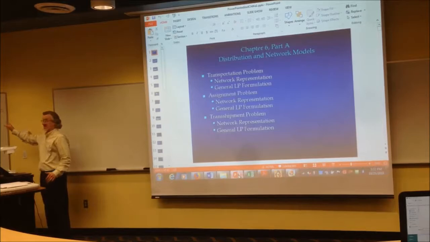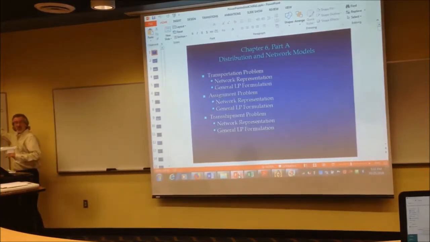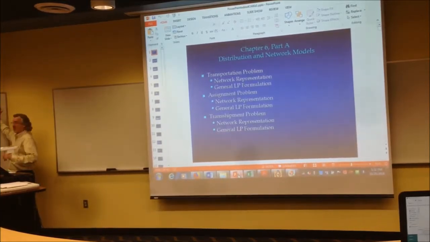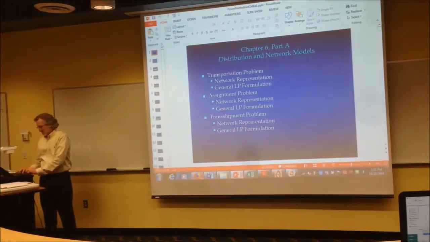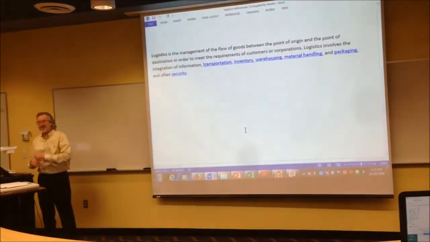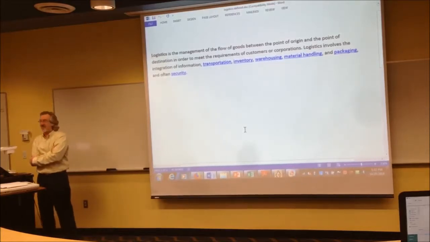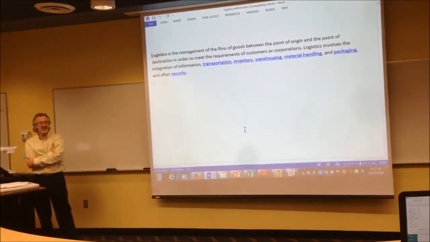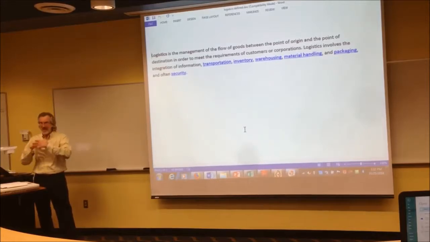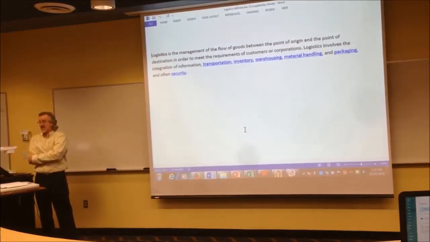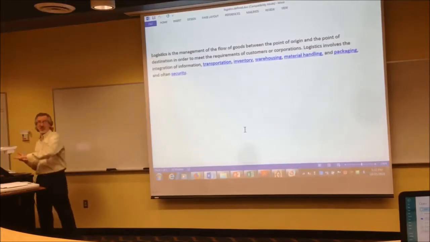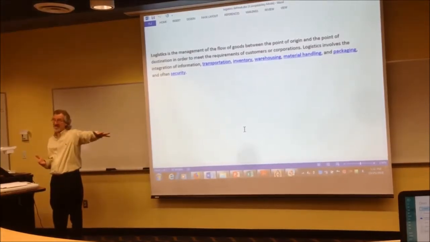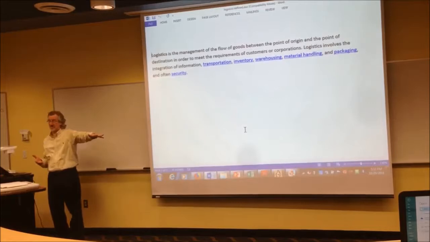Before we get into chapter 6, I want to make sure you realize what these distribution network models ended up eventually turning into. Logistics. Now, if you've ever heard about a job in logistics, that is network models. It's all about helping a company figure out how to get their goods to their customers the least expensive way possible.